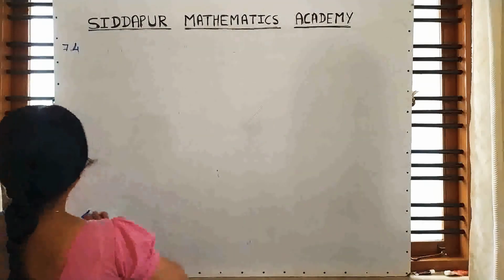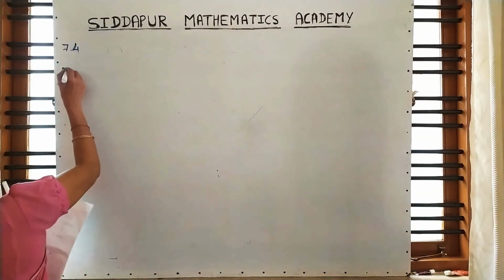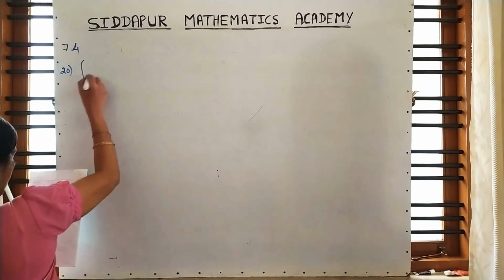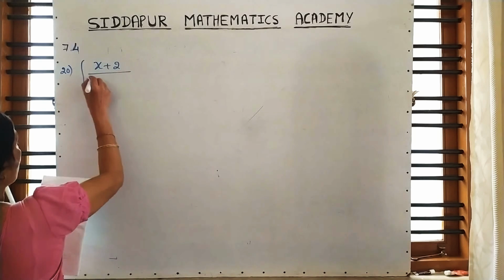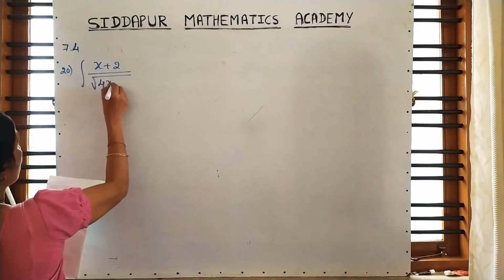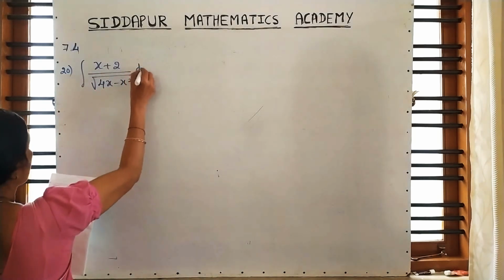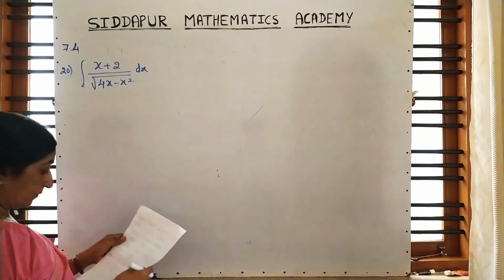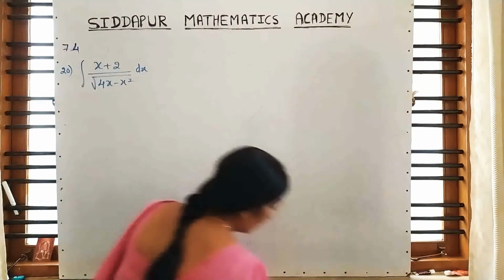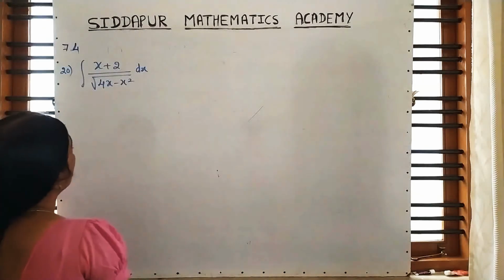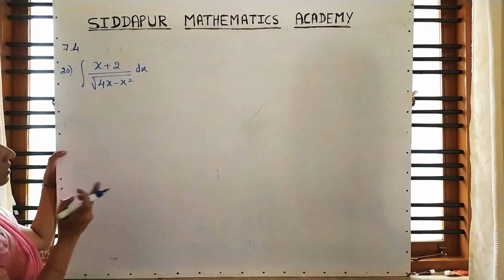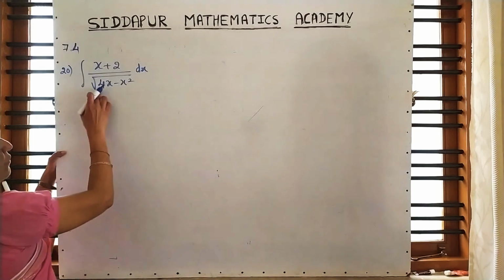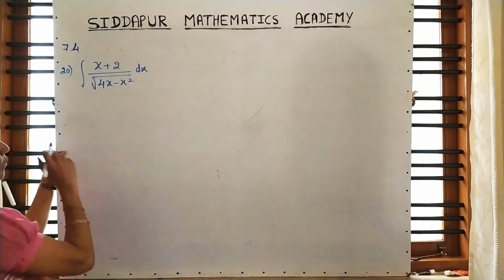Question number 20. x plus 2 upon root of 4x minus x square. See here, again first we have to check. Differentiation of minus x square is minus 2x, there is no negative number. And differentiation of 4x is 4, it is also not there.